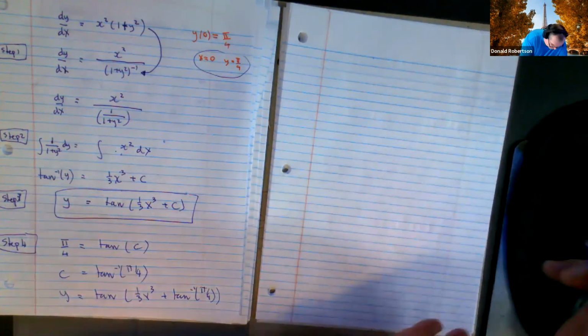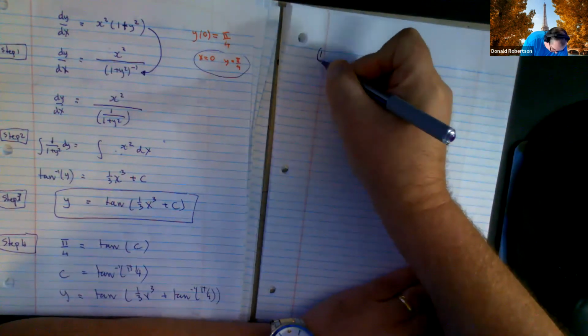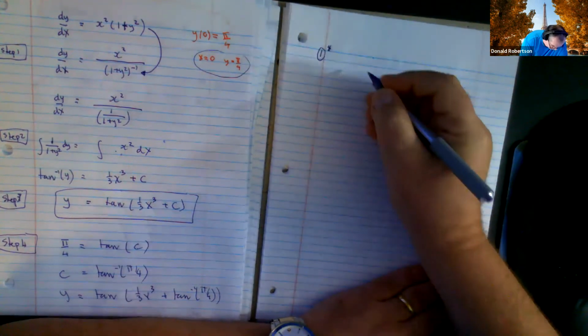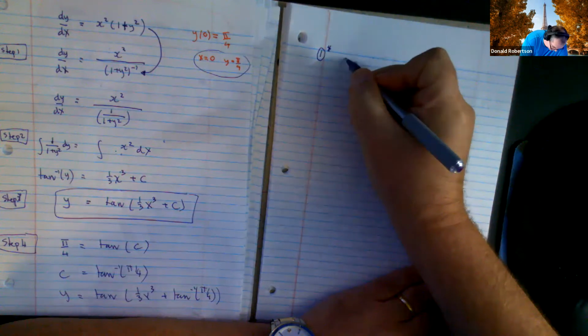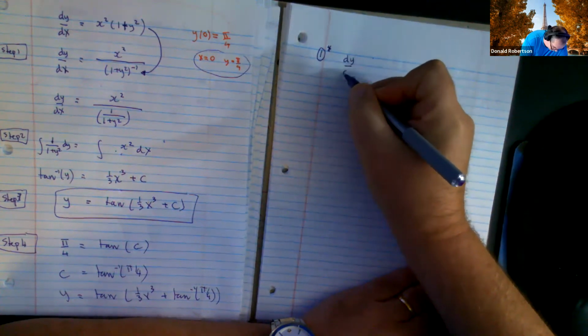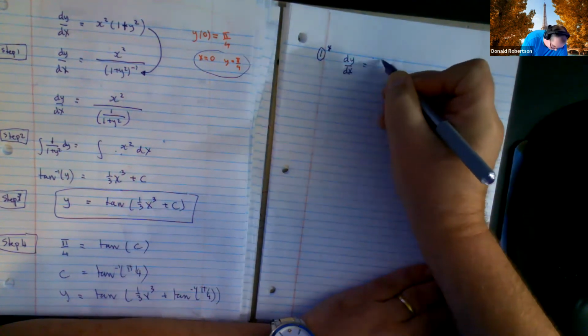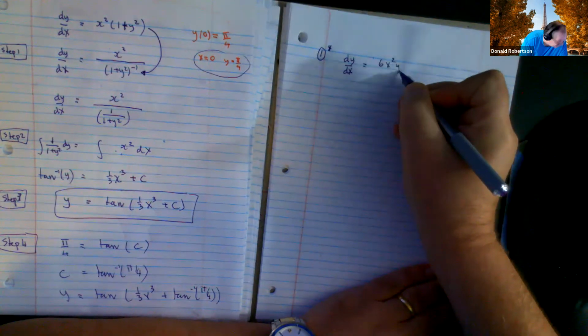Now I said there's going to be a lot of algebra. There already has been. So here is our first question from the homework. And we have dy by dx is equal to this guy.